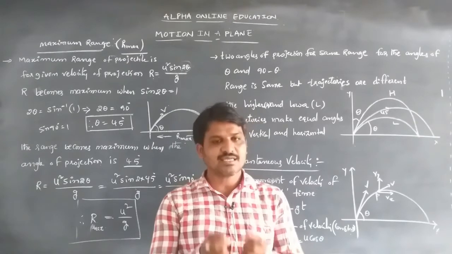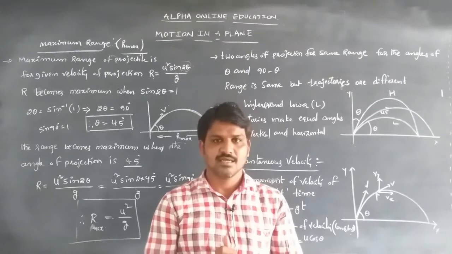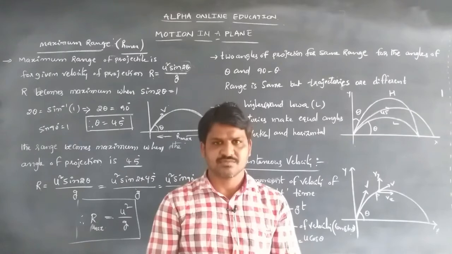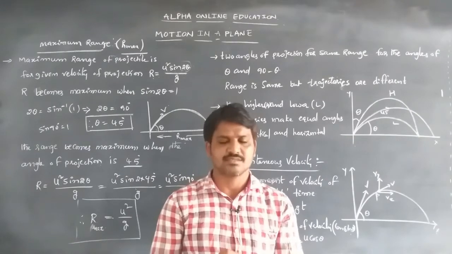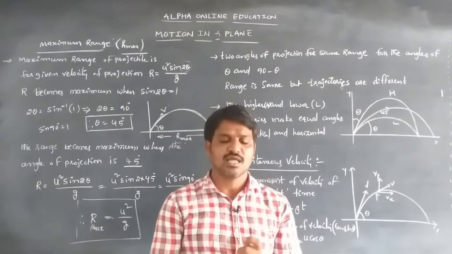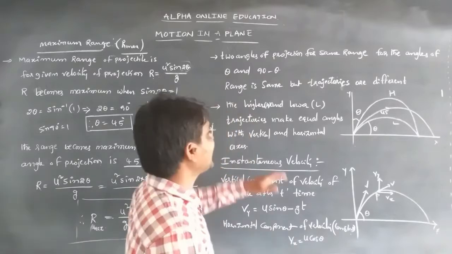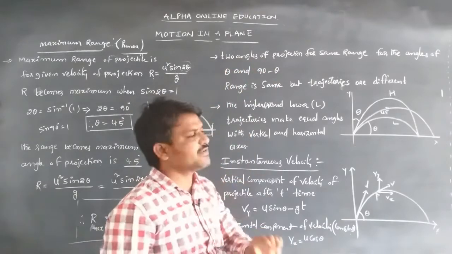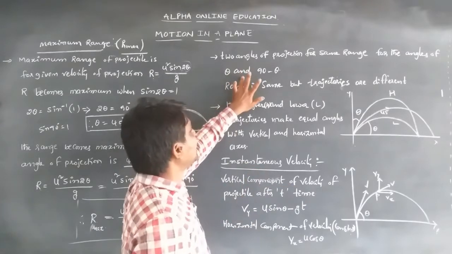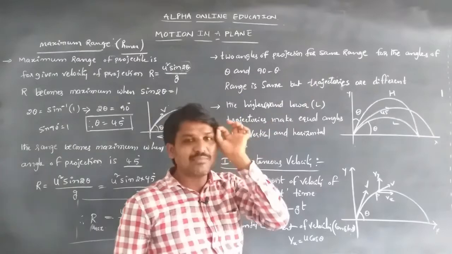If we project the body with two different angles with the horizontal, can we get the same range? Yes, we can get the same range whenever we project it with different angles, with the same velocity. Here, the angles of projection for some range are theta and 90 minus theta, meaning two angles of projection for the same range.